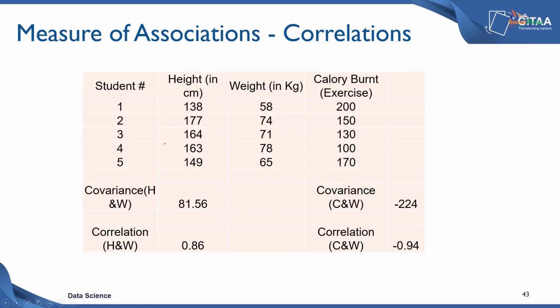So going back to the same data and computing the correlation between height and weight, we get a value of 0.86, and the correlation value between calories burnt and weight is -0.94. The interpretation is that the calories burnt has a larger influence on the reduction of weight. So the sign tells you the direction of movement, as I said, but in terms of the magnitude of effect, the calories burnt has a larger magnitude of effect on the weight as compared to height.